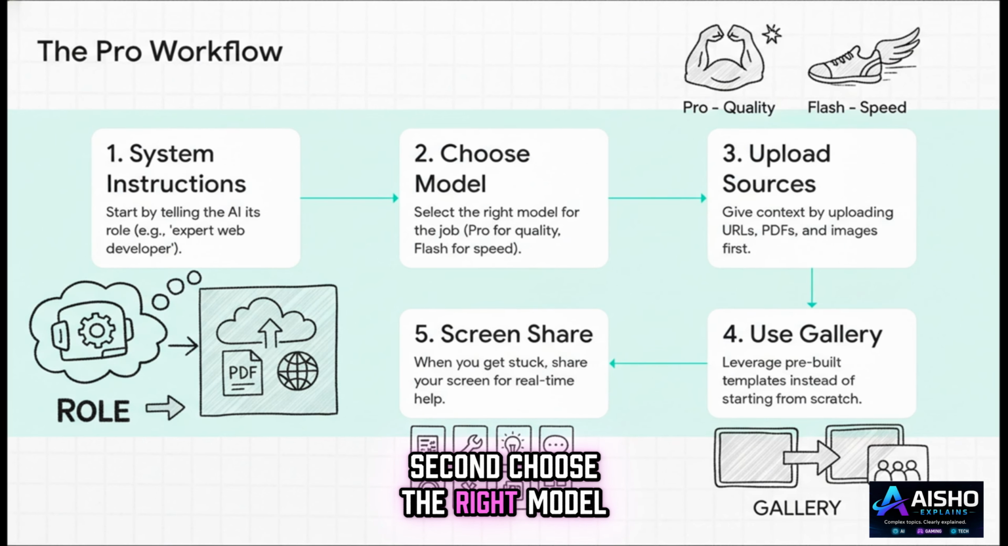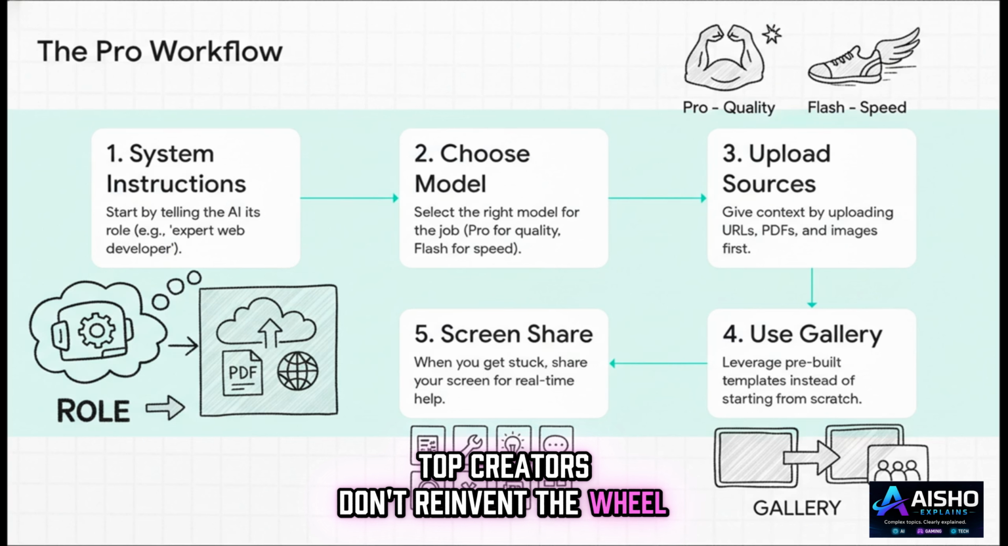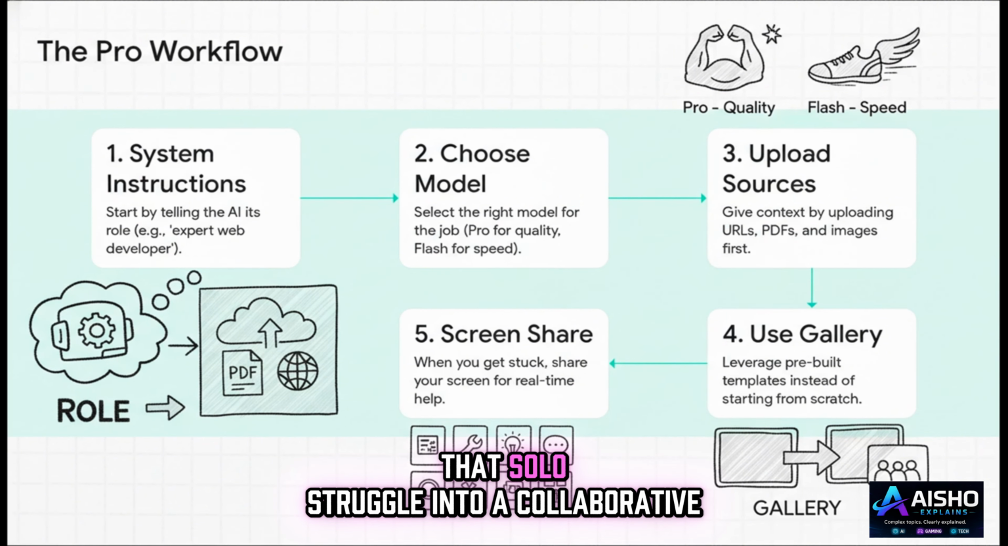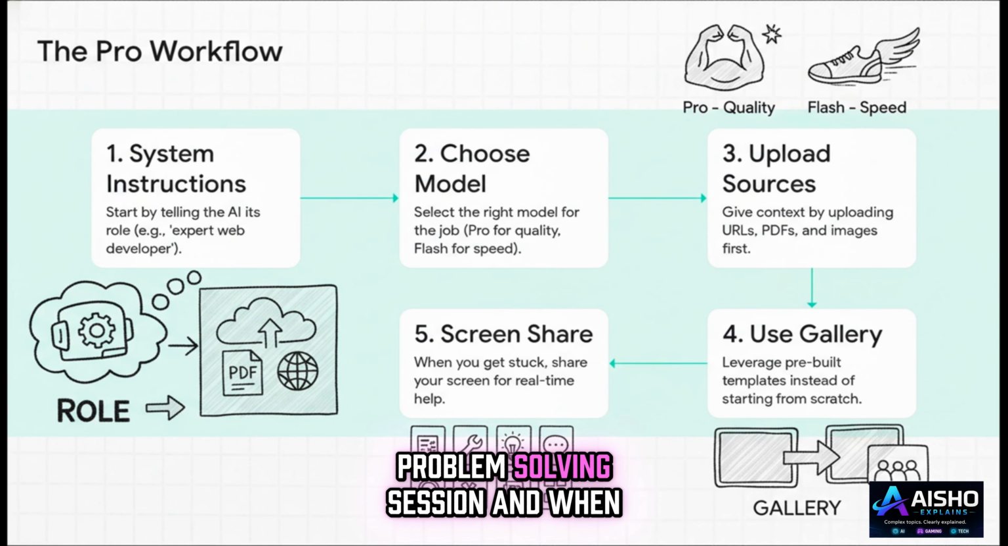Second, choose the right model. It's all about optimizing for your needs. Use Pro for deep, quality work and Flash for those rapid-fire answers. Third, give it context by uploading your sources first. This stops it from guessing and makes sure the output is tailored to your project. Fourth, use the gallery. Top creators don't reinvent the wheel, they find a proven starting point. And finally, whenever you hit a roadblock, use screen sharing. It turns that solo struggle into a collaborative problem-solving session.